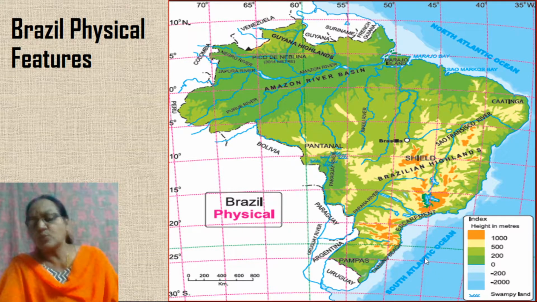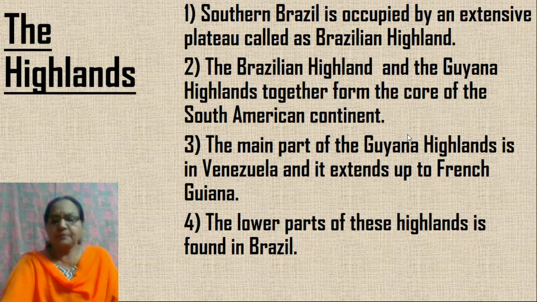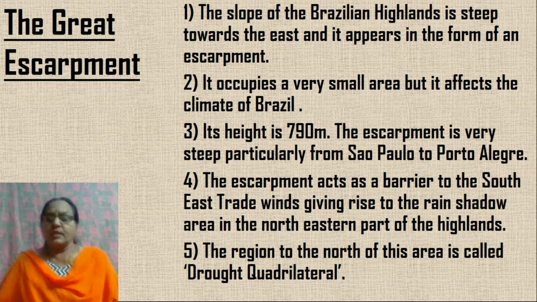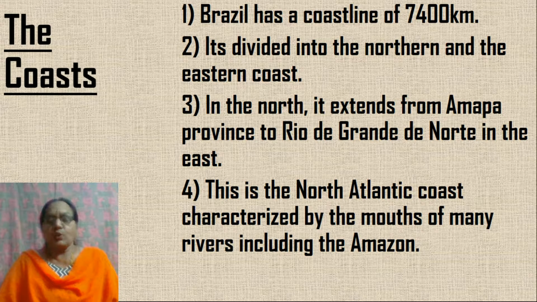That is, the southeast trade winds, which bring rainfall to Brazil, give copious rainfall to the eastern part of Brazil. And by the time they move over to the northern part, they have become almost moistureless. So the northern part of the Brazilian highlands, or rather the Great Escarpment, is known as the drought quadrilateral. The escarpment acts as a barrier to the southeast trade winds, which give copious rainfall to the southeastern part of Brazil, with the result that the northeast part of Brazil becomes a rain shadow region, and this region is called the drought quadrilateral.